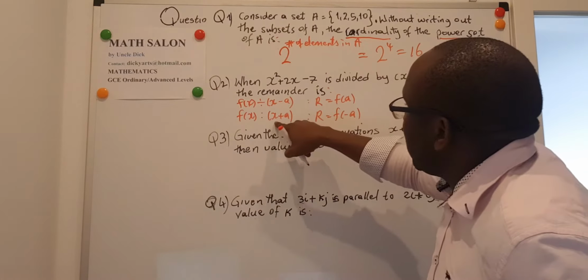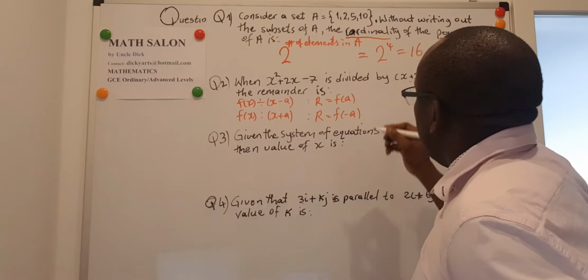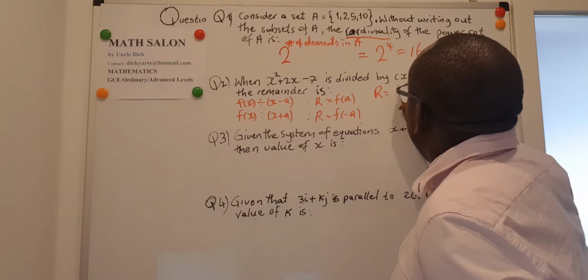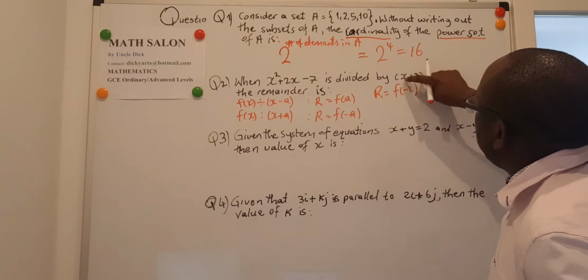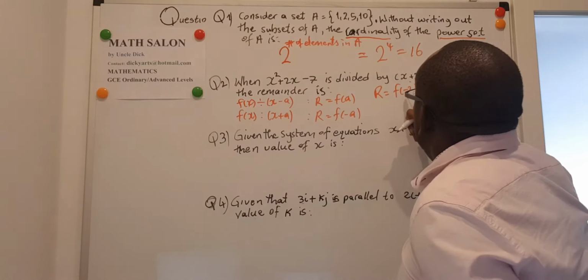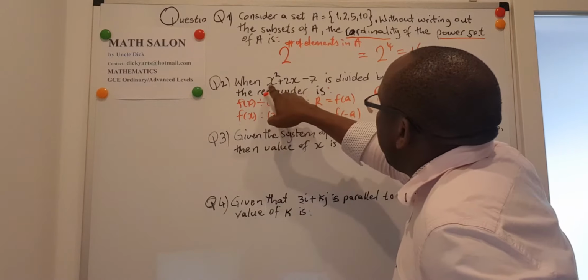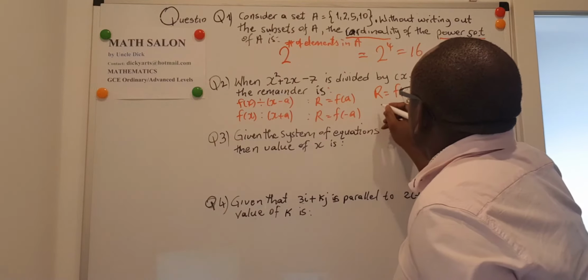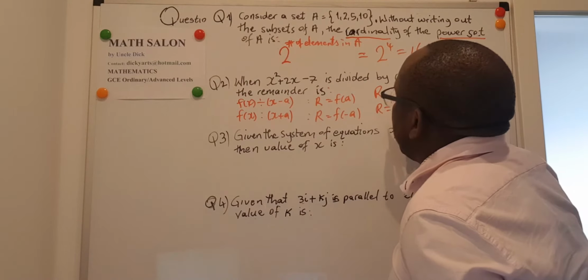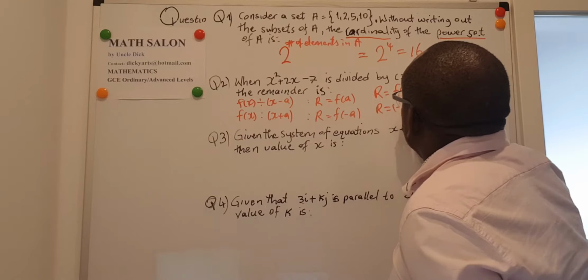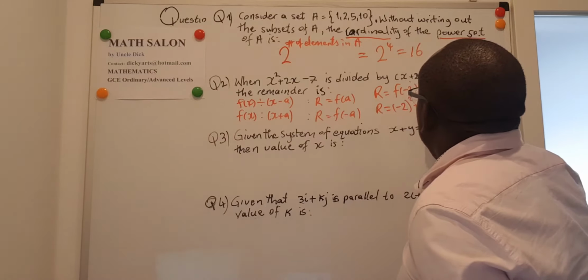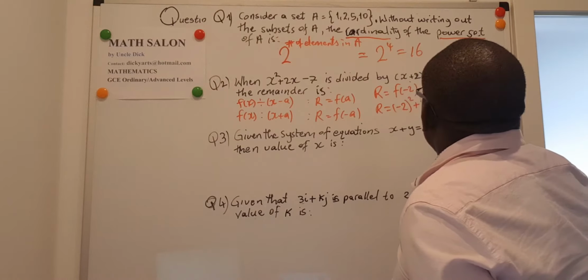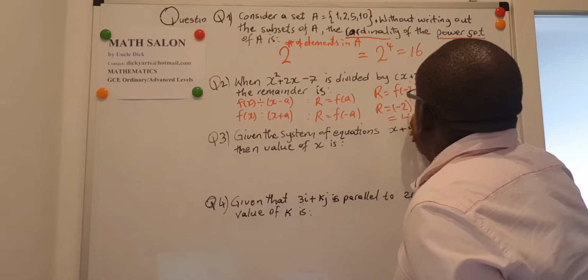For our case, we have the second version, x plus 2. So my remainder would be f of minus 2, because when x is minus 2, this goes to 0. So I'm just left to fit minus 2 in the place of x in my function. So r then is equal to minus 2 squared plus 2 times minus 2 minus 7, and that is equal to 4.